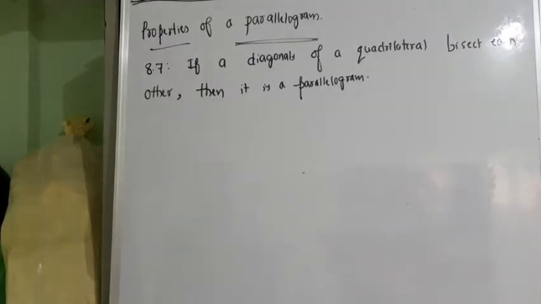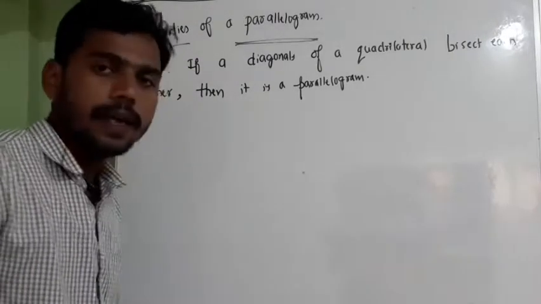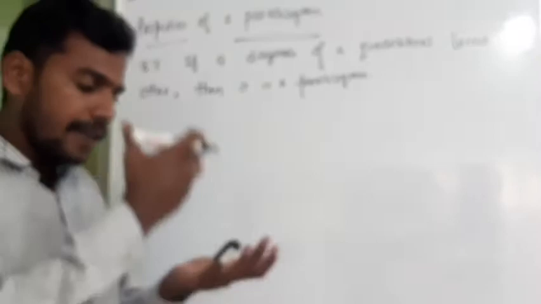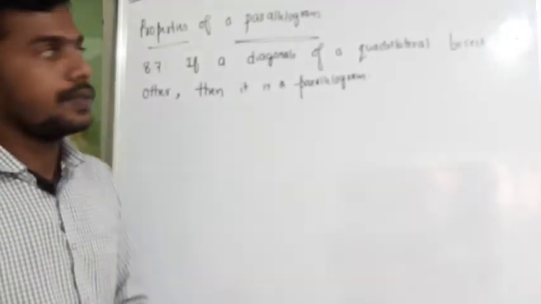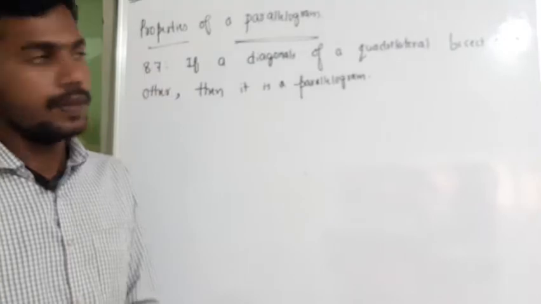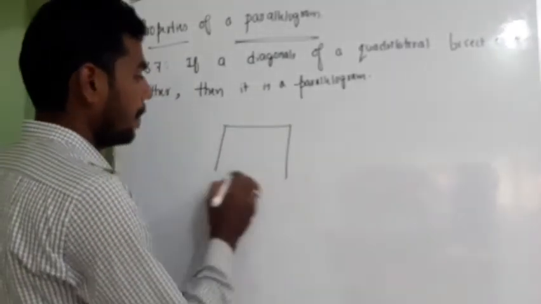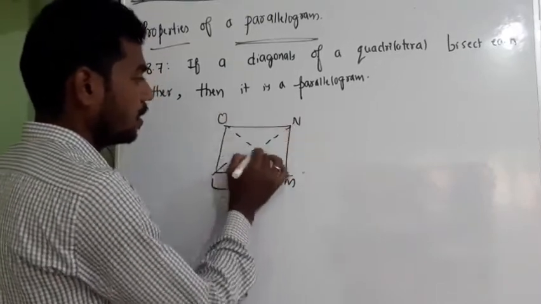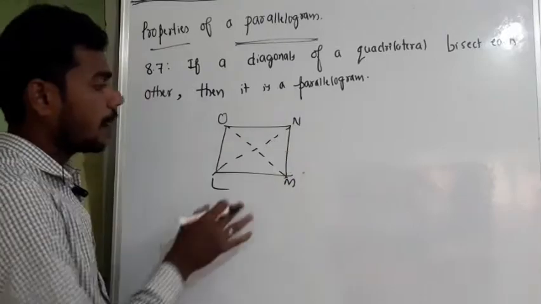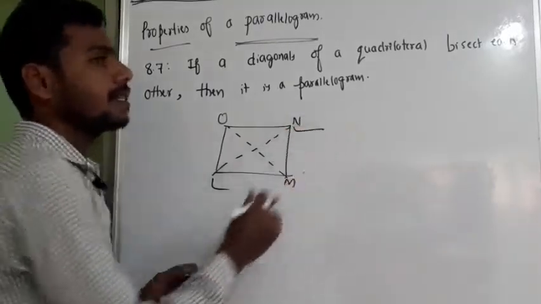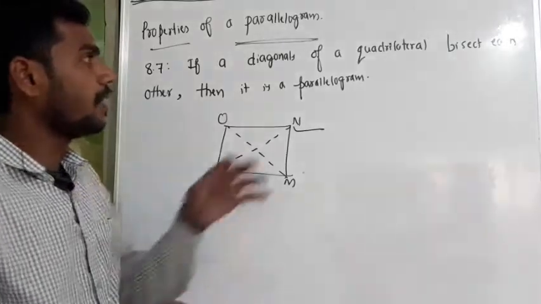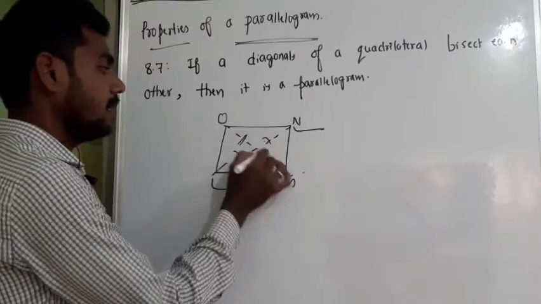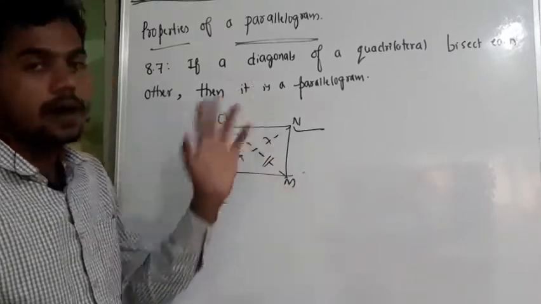And the last property of a parallelogram, that is theorem number 8.7. See, it's a converse of theorem 8.6. What does it state? Diagonals of a parallelogram bisect each other. So, in case you take a quadrilateral LMNO, if you come across MO and NL bisecting each other, you can conclude this is a parallelogram. That is what they are saying. If the diagonals of a quadrilateral bisect each other, then we call it a parallelogram.